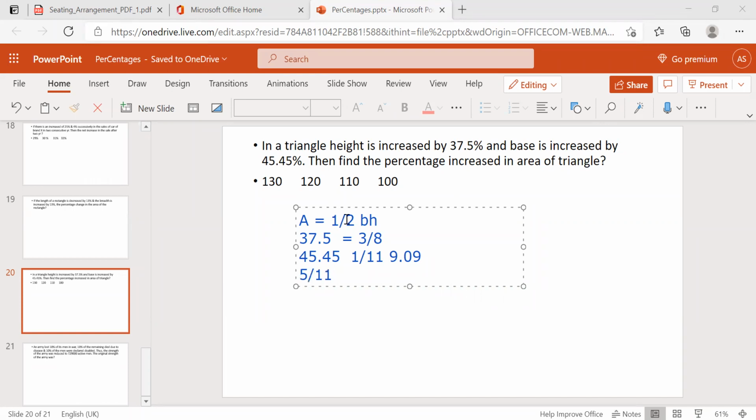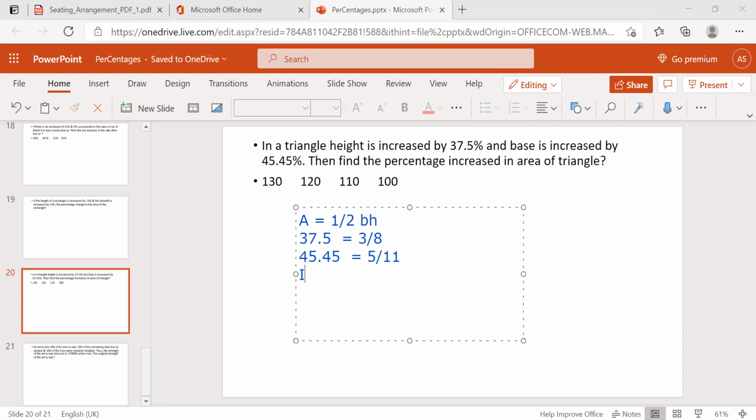So instead of 37.5, I'm taking 3 by 8. And 45.45 is nothing but 5 by 11. Now, I have the fraction numbers. Then if you have the fraction numbers, you can easily solve using ratios, right? Ratios. Okay, then what is the thing here?